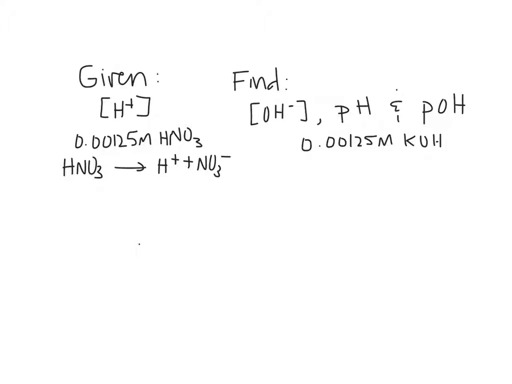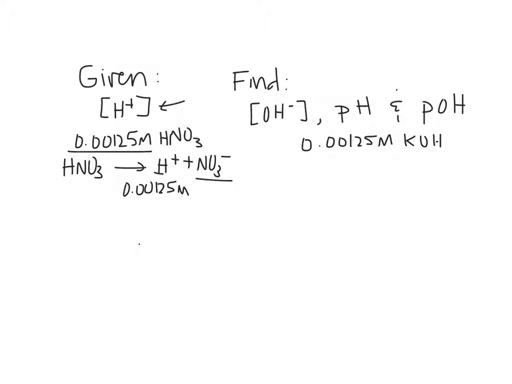Now, the reason that's important is because this concentration here, after the reaction is complete, will be the concentration of not only the hydrogen ion, but the nitrate ion as well. But it's only this hydrogen concentration that's important to me. So from here, we should be able to use the hydrogen concentration to find pH, pOH, and the hydroxide concentration.